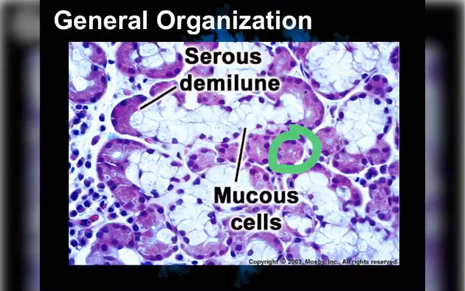Look at this one here, and this one here. These are spherical and they are not foamy. These are serous acini, or serous secretory end pieces, and they are spherical.